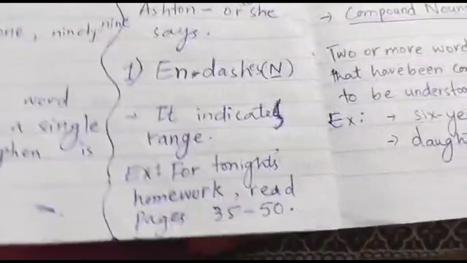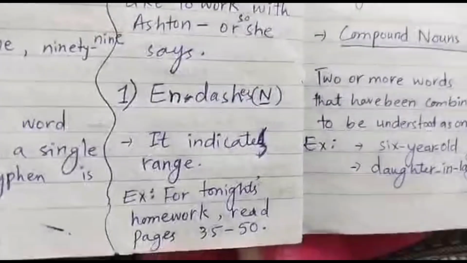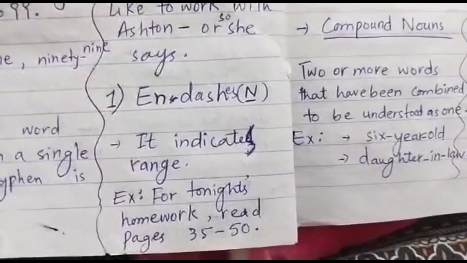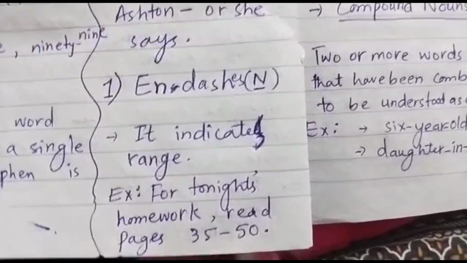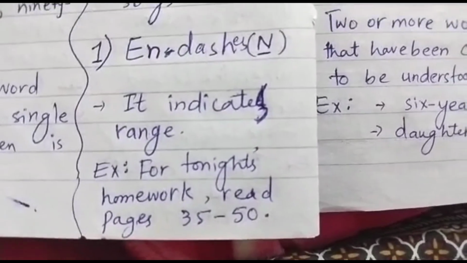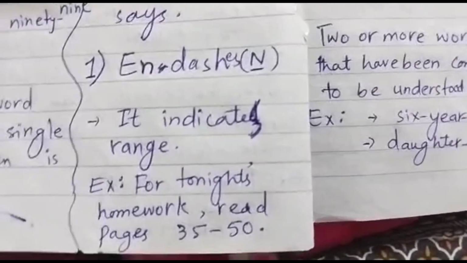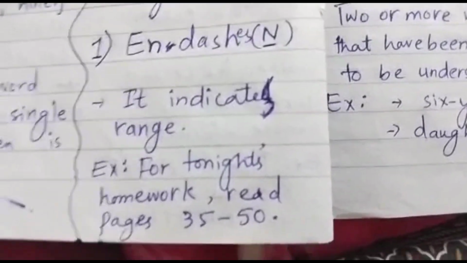The first kind of dash is en dash. It indicates range. Here is an example. For tonight's homework, read pages 35-50. Now, it indicates a range from 35 to 50. It means that you have to read pages from 35 to 50.